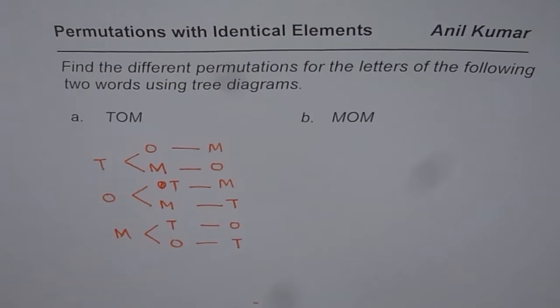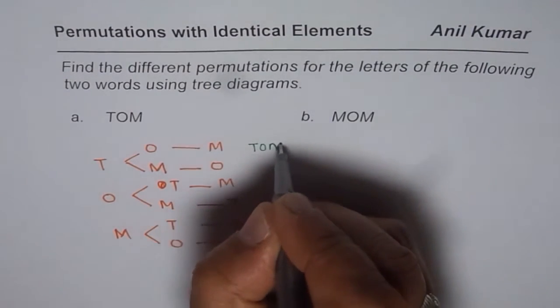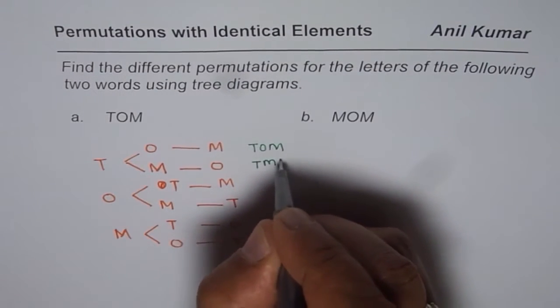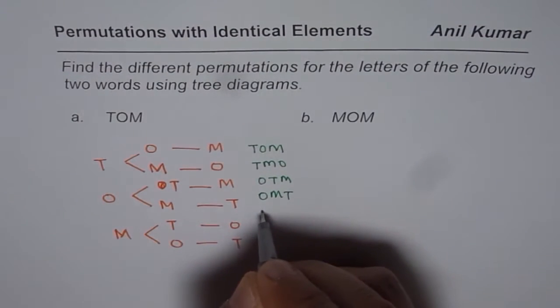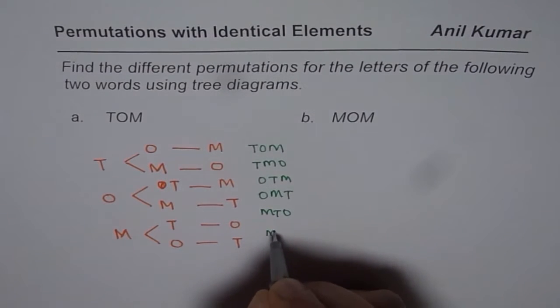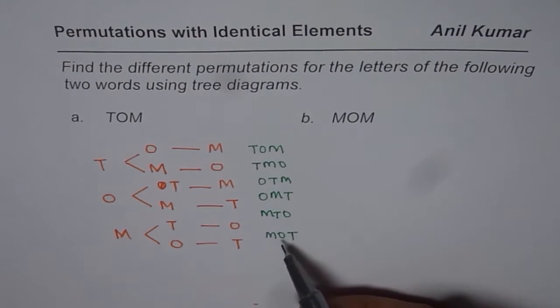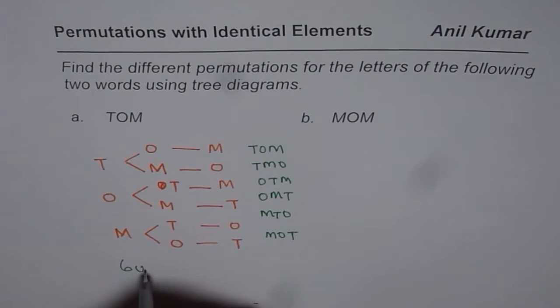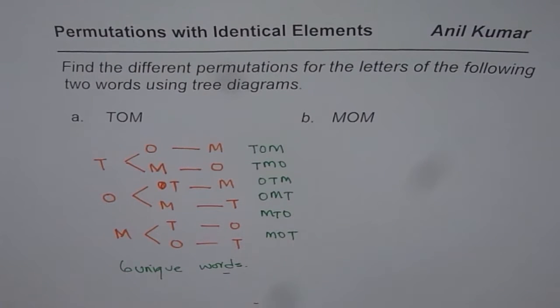Now that gives you combinations of letters. Let's write down these letters. So we have TOM itself, then TMO, then OTM, OMT, MTO, and MOT. So we have 1, 2, 3, 4, 5, 6. So we have 6 unique words, right? They may or may not have meanings. We are not concerned about that. But what we have here is 6 unique words which can be formed from these 3 letters.